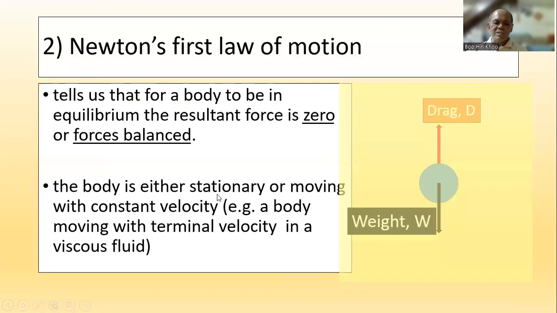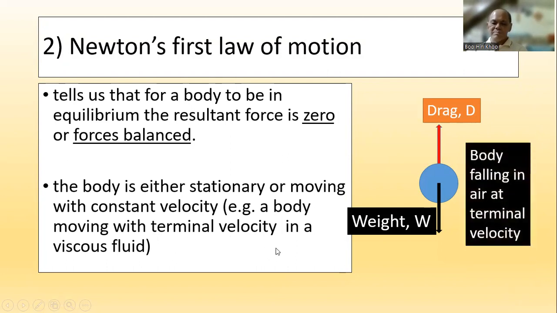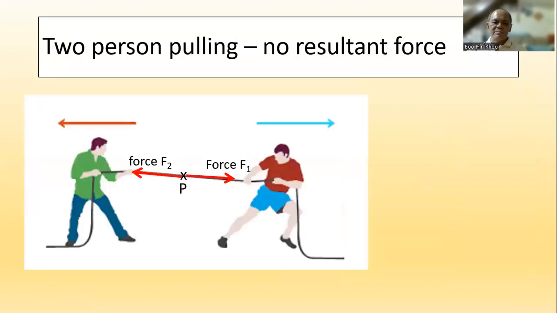An example that we encountered previously in topic 3, under non-uniform motion, is when we drop a ball. The velocity will start to increase, and the drag will start to increase until the drag is equal to the weight. Then the body moves at maximum velocity, which we call terminal velocity. That's equilibrium, where W equals D.